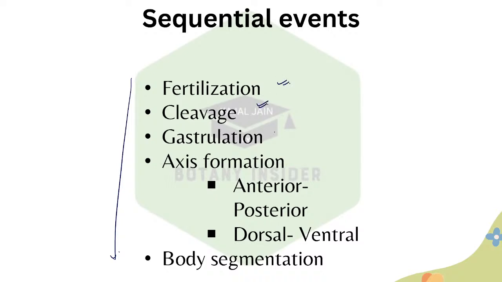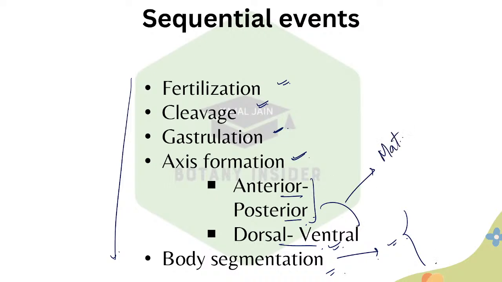Then you have the cleavage. Then you have gastrulation, axis formation. In the axis formation, there is anterior posterior development, and then there is dorsal ventral development. And then you have the body segmentation, right? In the body segmentation, you will see the gap genes, the pair rule genes, and all the other genes working, while for the anterior posterior and dorsal ventral axes, you have the maternal genes working. So this makes the genes very important.